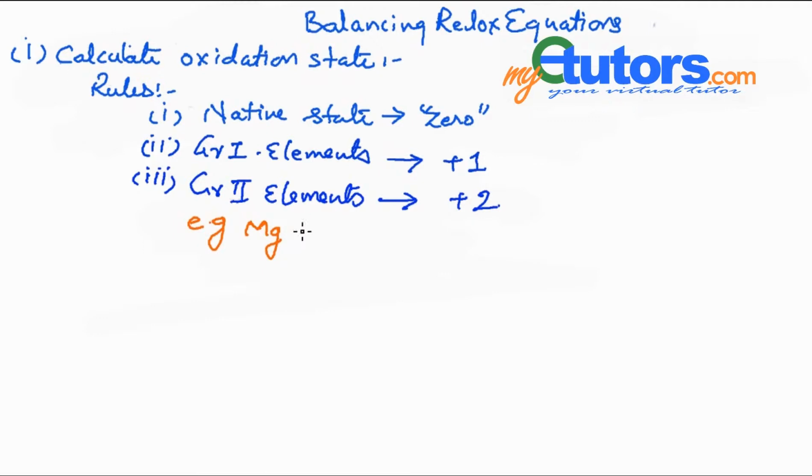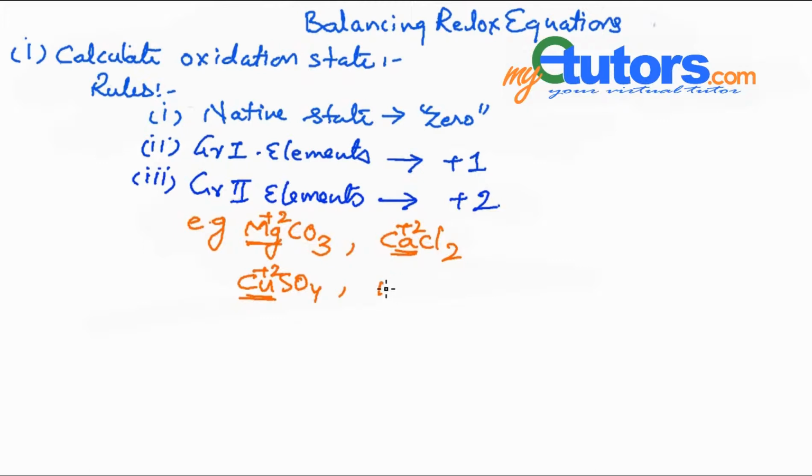The compound state means in magnesium chloride, magnesium is possessing +2 oxidation state. Similarly, in calcium chloride, calcium is possessing +2 oxidation state. Likewise, in copper sulfate, copper is possessing +2 oxidation state. Copper, zinc and cadmium are not group 2 elements as per periodic table, but still they are considered in this rule because their most common oxidation state is +2.